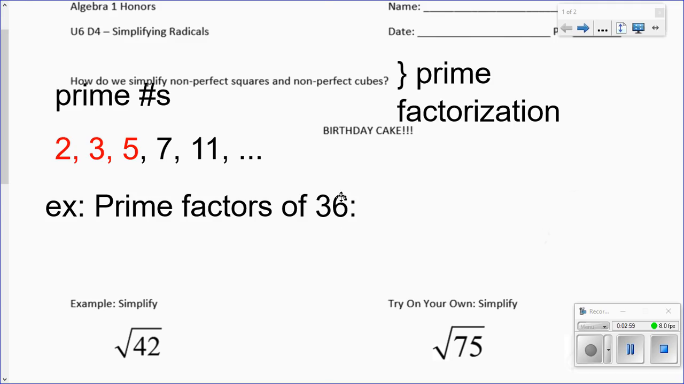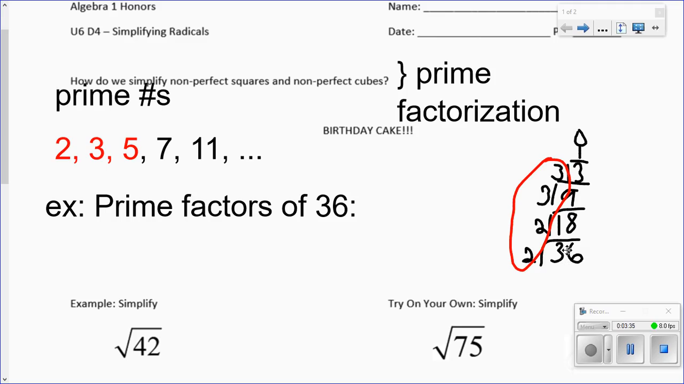To do the birthday cake, you start with the number on the bottom and you create a layer of cake around it, a tier. And you just go through them and ask yourself, what prime number can I divide 36 by? I always start with the smallest number, which is 2. Half the numbers out there, because they're even, are divisible by 2. So I always start with 2. 2 goes into 36, so I go ahead and divide 36 by 2.